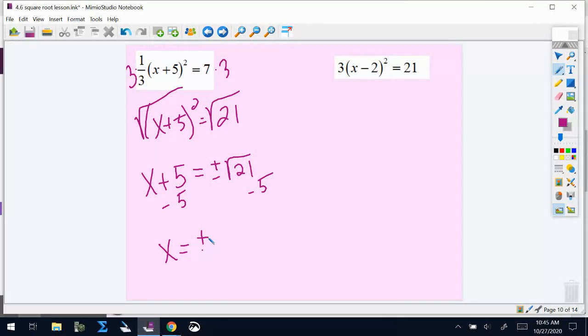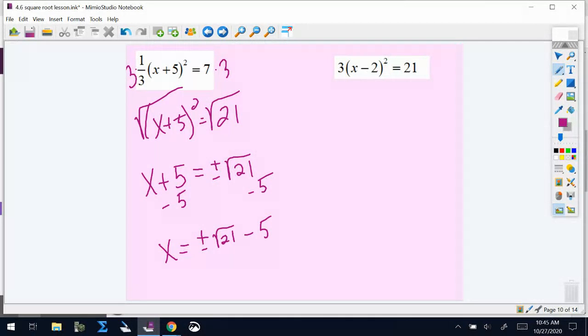So my answers are plus or minus the square root of 21 minus 5. You can write them separately. You can do square root of 21 minus 5 and then a negative square root of 21 minus 5, or you can do it one time. What you cannot do is subtract the 21 and the 5, because the 21 is under a radical and the 5 is not.